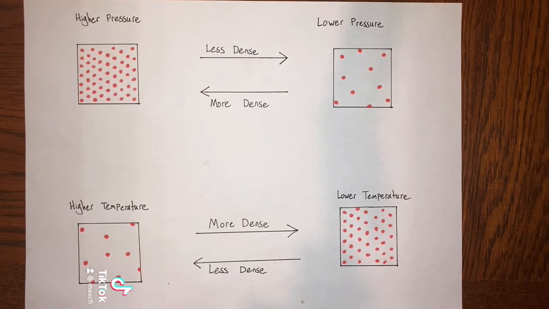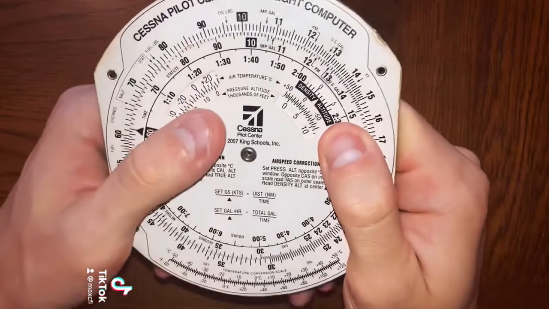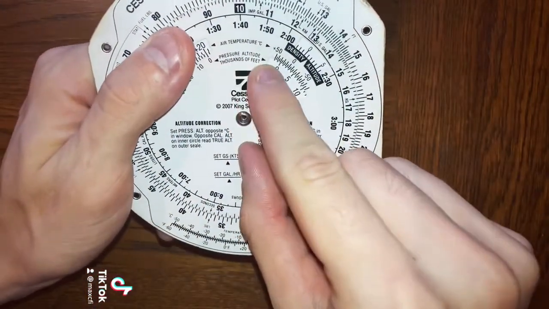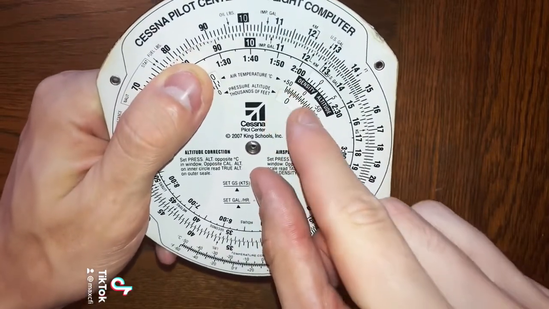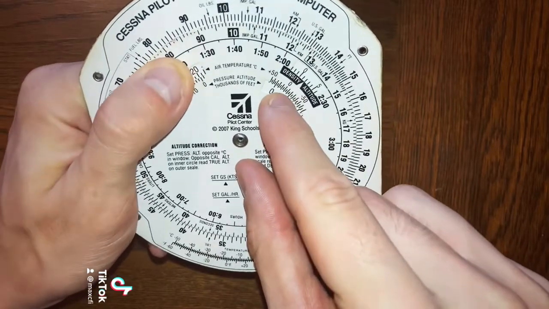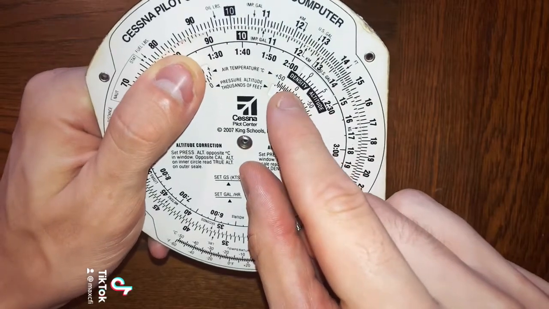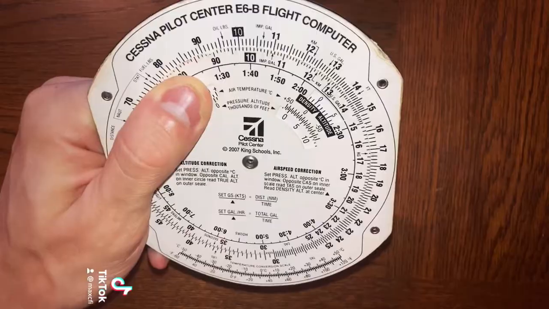So how can we actually compute it? One way is to use an E6B. You can enter the pressure altitude in thousands of feet in this window here. And on this scale up here, we've got air temperature in degrees Celsius. So if you know your pressure altitude and your air temperature, you can line them up here and then read the density altitude in this window up here.